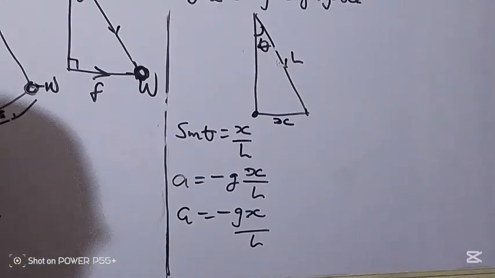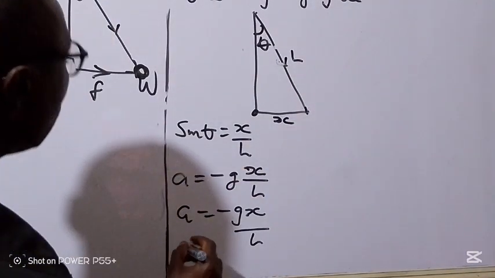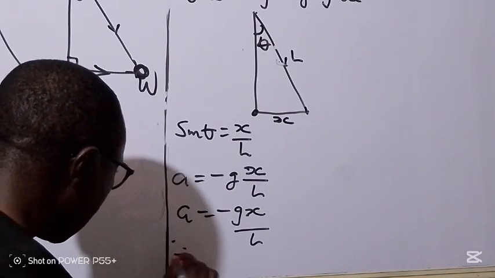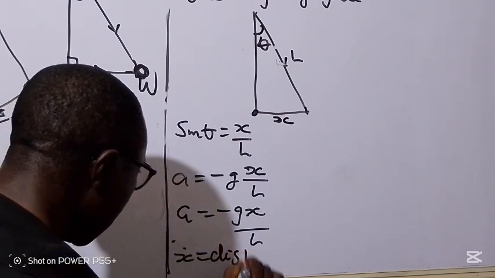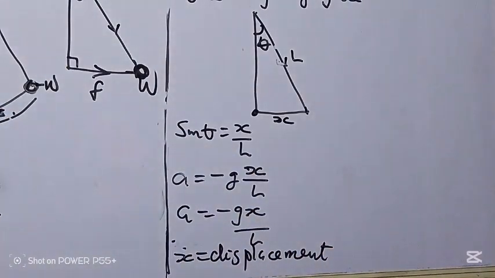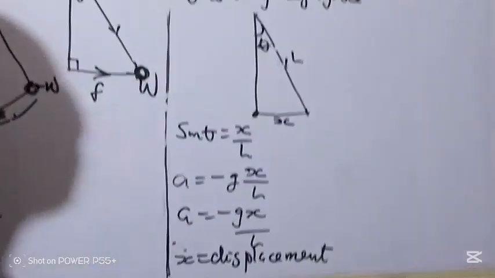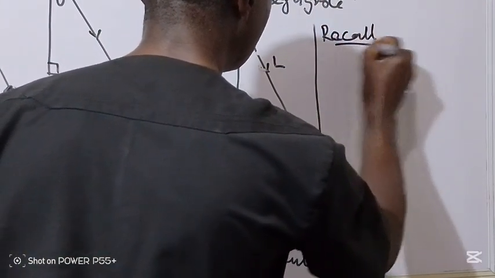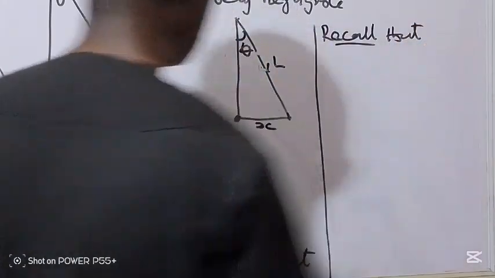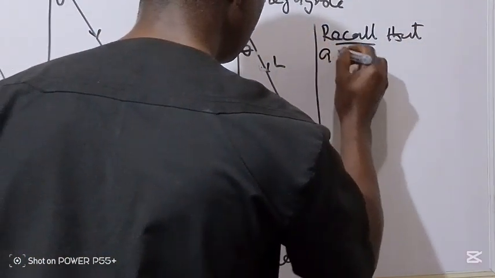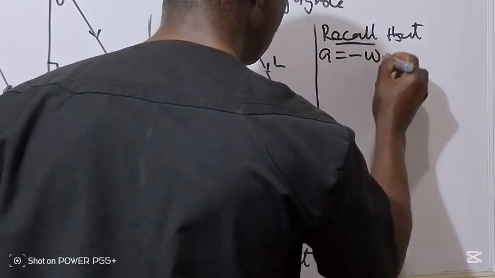Now, don't forget, s is what? Displacement. s is equal to displacement, that is from the equilibrium position. Now, recall that from the general equation of simple harmonic motion, a is equal to minus omega squared s.